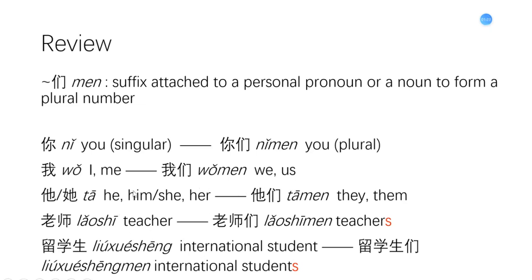This suffix can also be attached to a noun. For example, 老师, teacher. This is the singular form of 老师, and also maybe the name for the profession of teachers. And 老师们, compared to 老师, means teachers. Okay, so this is a plural form of 老师. This is grammar knowledge 1 in lesson 4, so don't forget it.